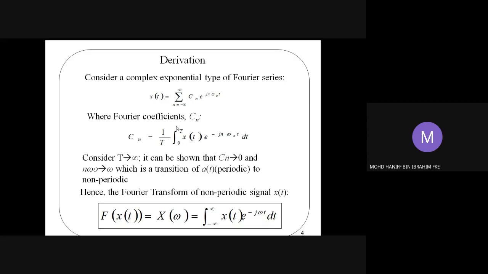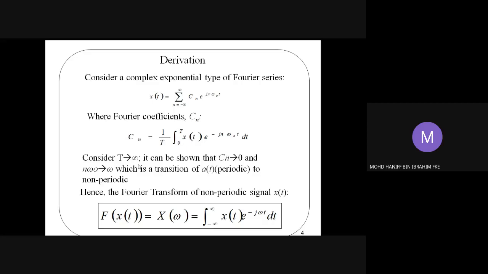So if we consider a case whereby x(t) is now a non-periodic signal. For a periodic signal, the signal will repeat the pattern for every period T. So this is a periodic signal. But for the case of non-periodic signals, we can say that this T basically will be approaching infinity. So when T is approaching infinity, this is the case whereby the signal x(t) is non-periodic.